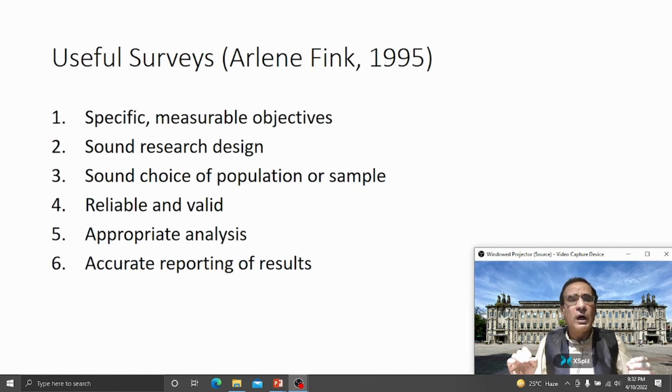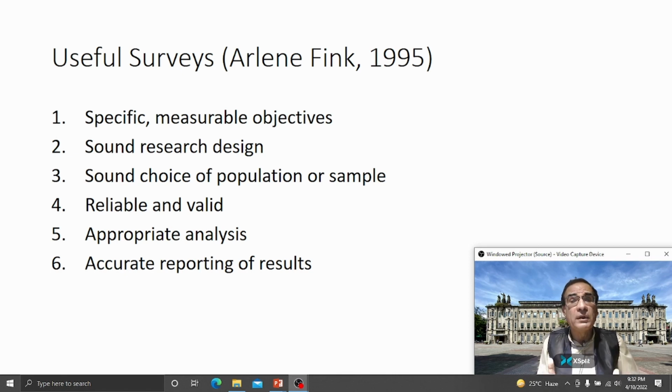So now I would like to share some useful information that I collected from Arlene Fink's research in 1995, and in this research he gave 6 points. First of all, you must have a specific measurable objective for your study. Number 2, design is very important. So what type of design are you going to apply in research?